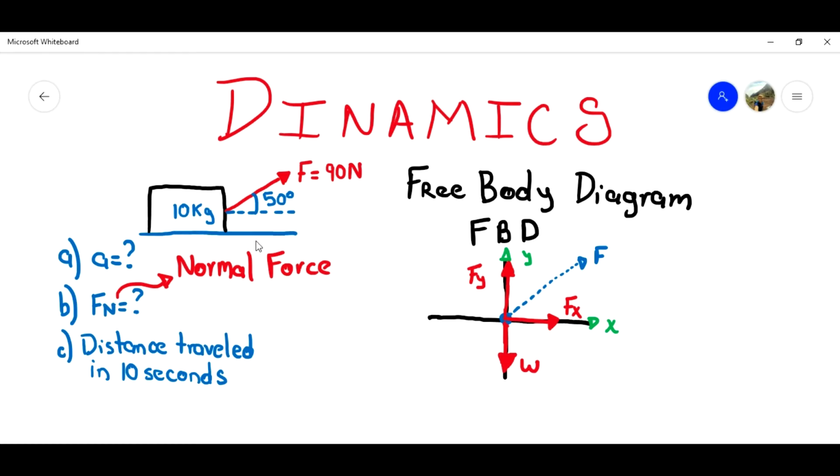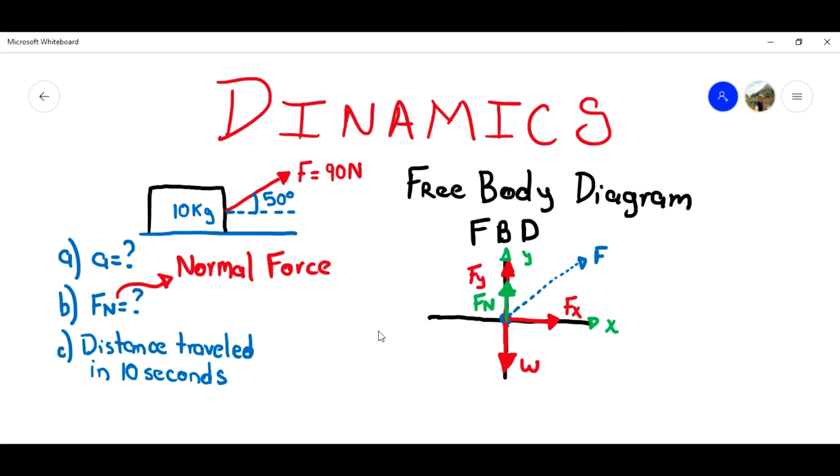Okay, so do we have a surface? Yes. So the normal force is perpendicular to the surface and is opposite to the weight. And this is going to be the normal force. I'm just gonna draw it with green, and this is the normal force. Okay, I repeat, if we got a surface and the block is in touch with that surface, we're gonna have normal force, and the normal force is opposite to the weight.